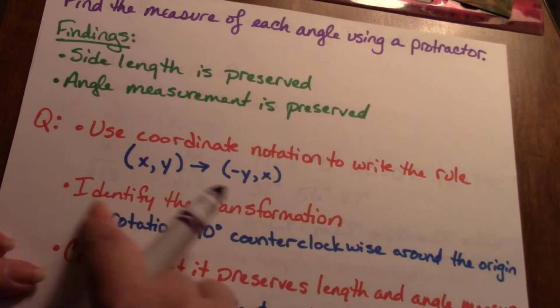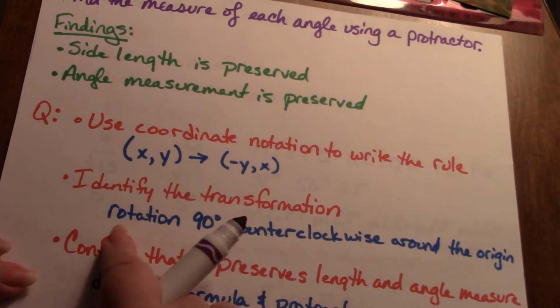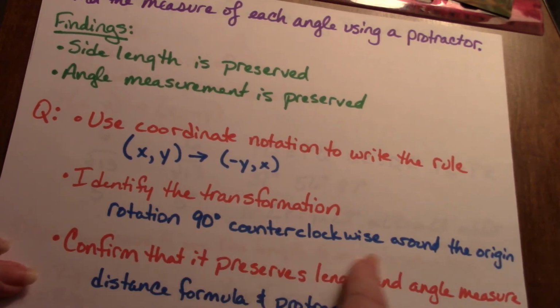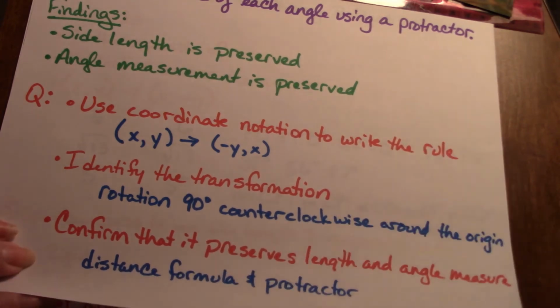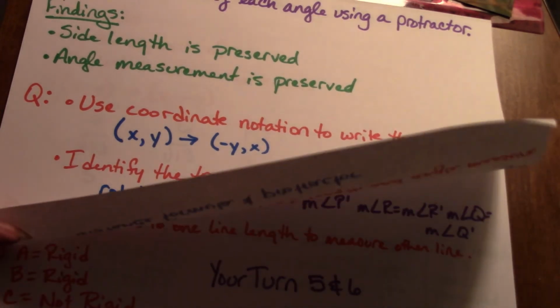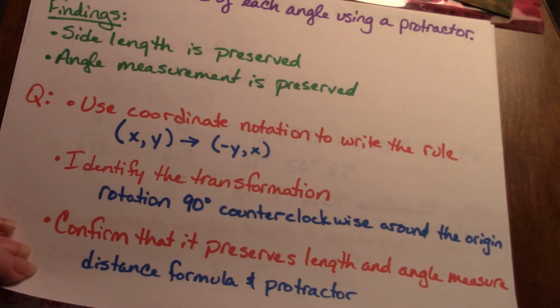The next thing we said is identify the transformation. It rotates 90 degrees counterclockwise around the origin. And then it's confirm that it preserves length and angle measurement. And so we used the distance formula for length and protractor for angle measurement. So we've answered all the questions. These are big questions that they're asking. So let's do another one.